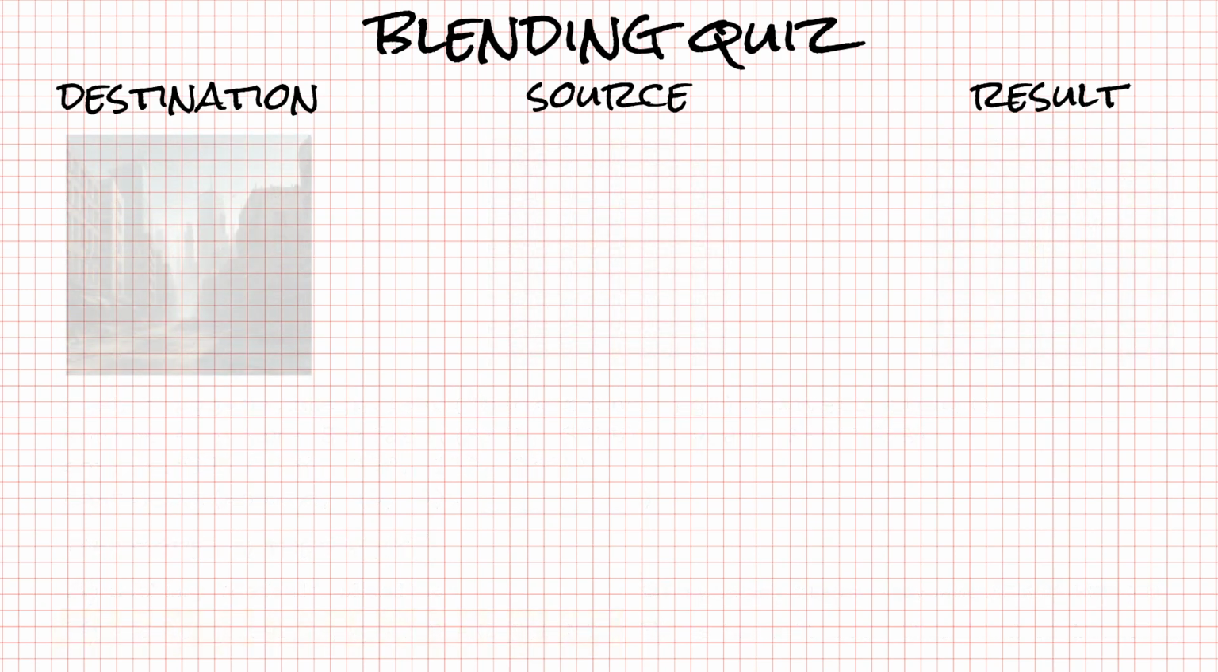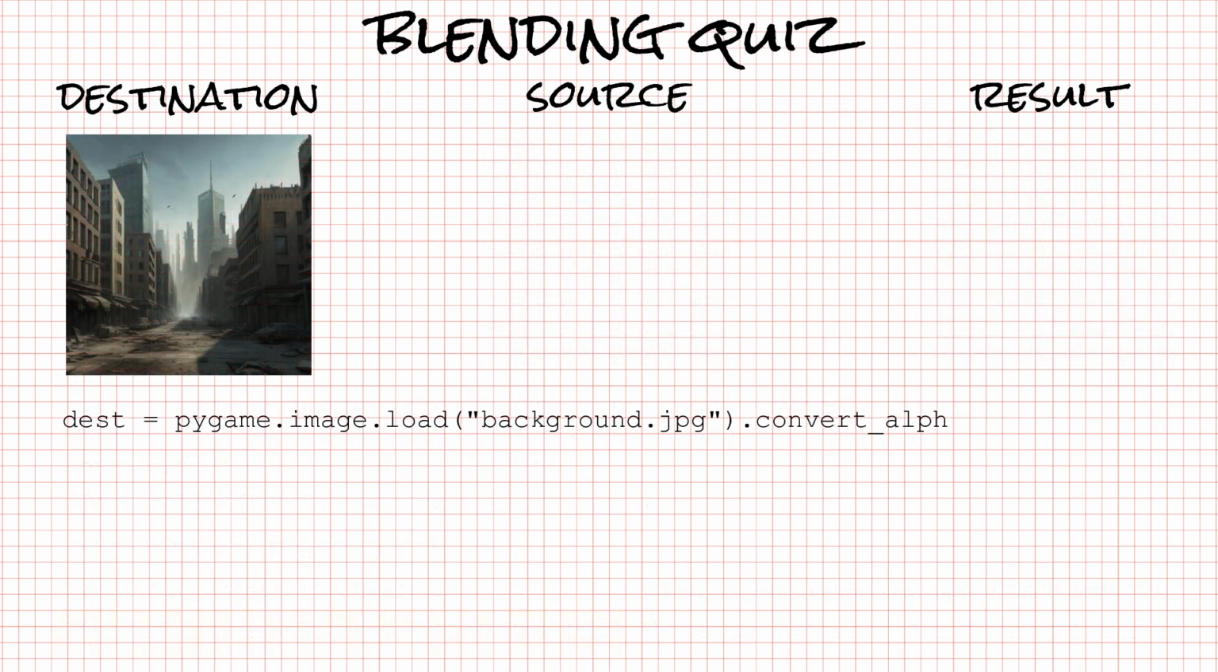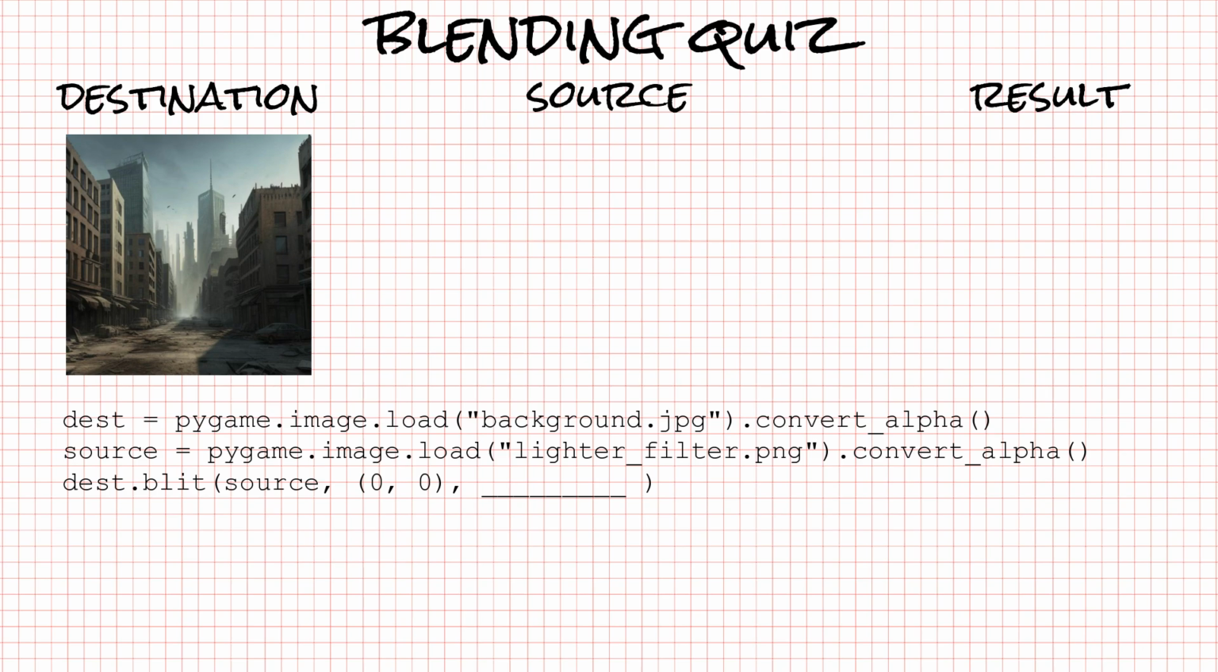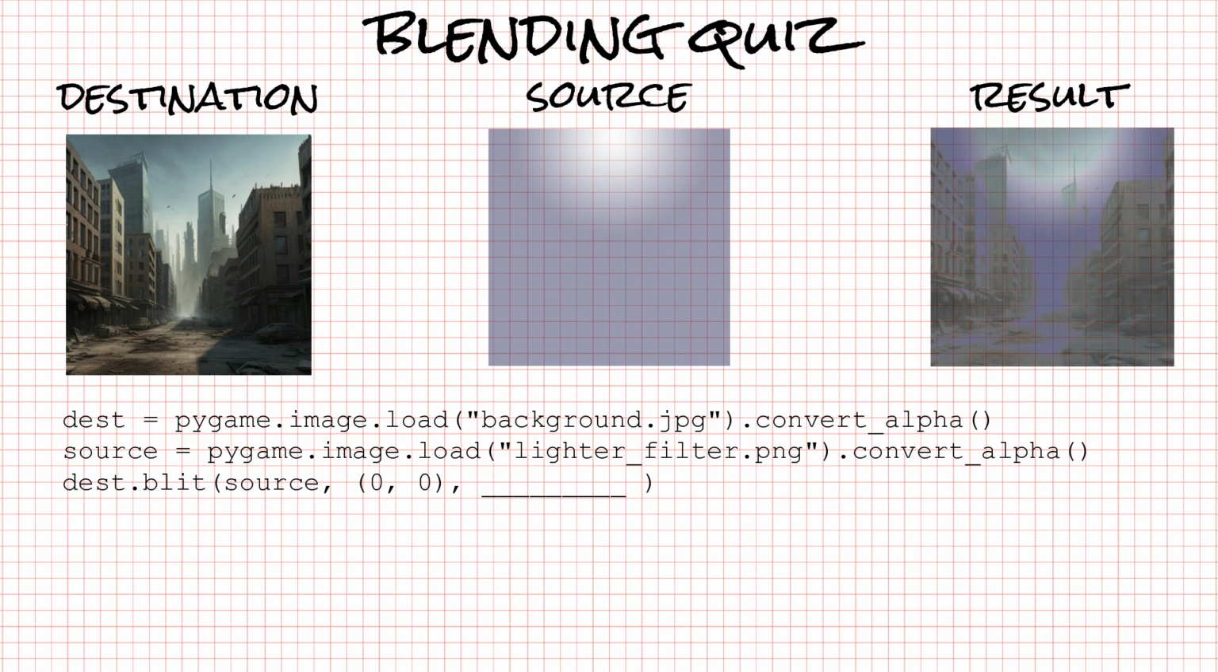How about one more? On the left is the destination surface created with dest equals pygame.image.load background.jpg.convert alpha. Yes, it's the same city image. In the middle is the source surface created with source equals pygame.image.load lighterfilter.png.convert alpha. The source is a blue gradient I made in Photoshop. It's a deep blue with a gradient to a circular lighter area near the center top. On the right, we have the result, which looks like a deep purple-blue haze or fog with a circle near the top in which we can see the original image.